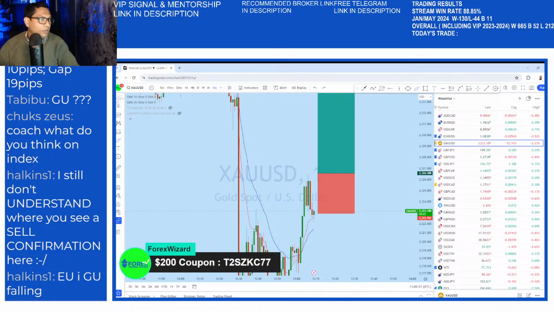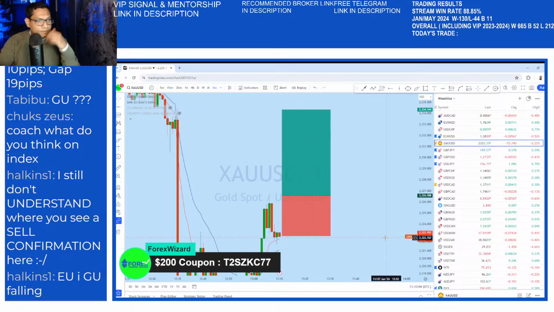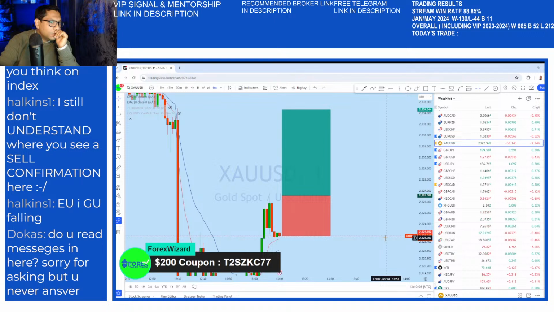So if this trade is triggered, then we will be hedging here. So buy stop at 2326.59 or 58. Stop loss will be below this level, 2322, but it's still a pending order.